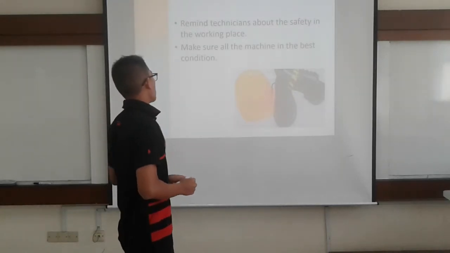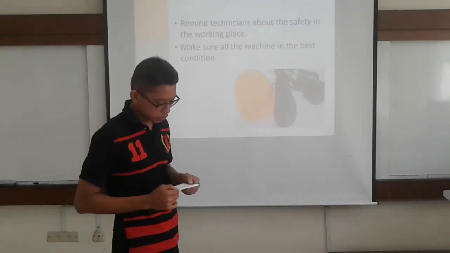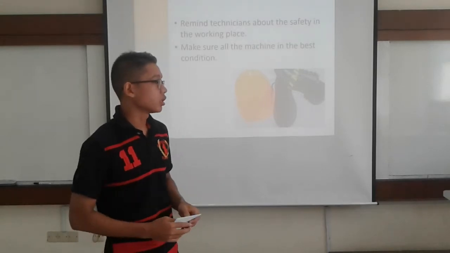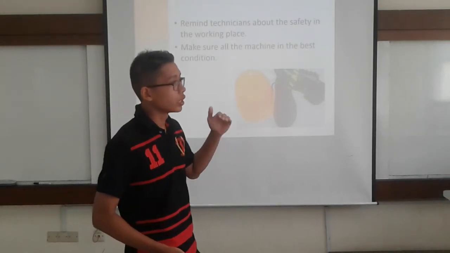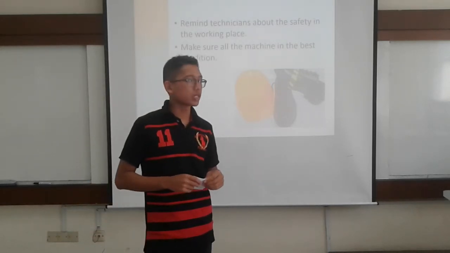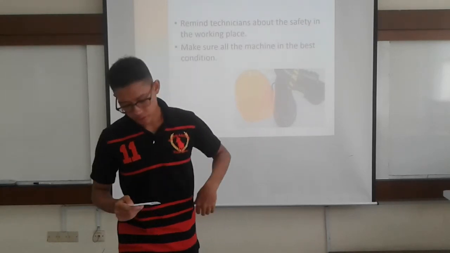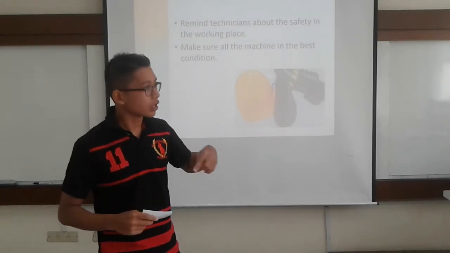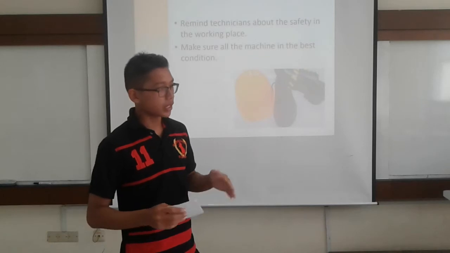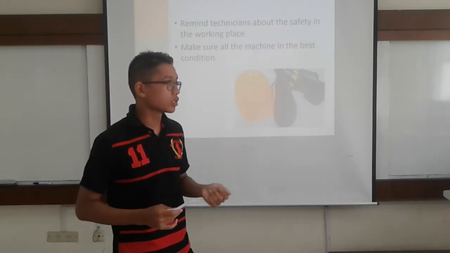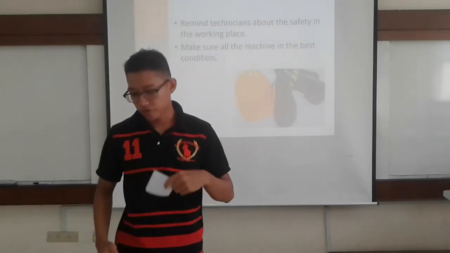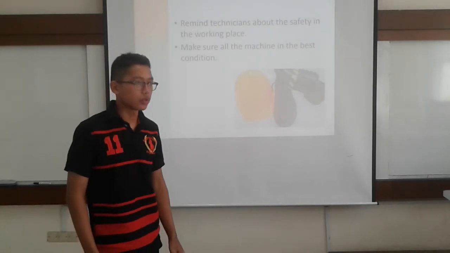Next is to make sure all the machines are in the best condition. How? We know the lifespan of the machines. If we know the lifespan of the machine, we know the limit and when we need to service the machines. Sometimes the machine can reach its limit earlier because they are used every day. So if we know the lifespan, we can estimate when we need to check or change the spare parts. So we also know the breakdown system of the machines. So, next.